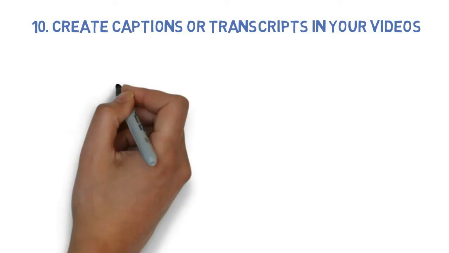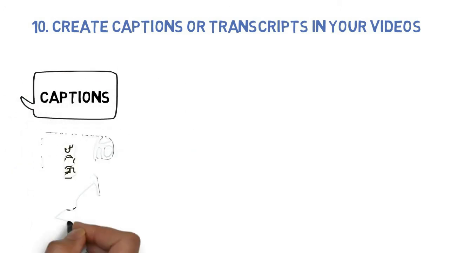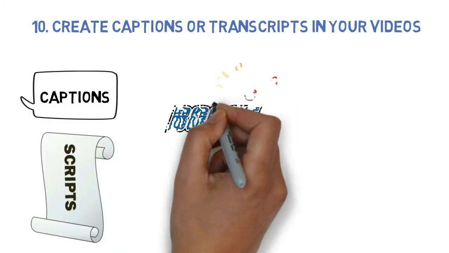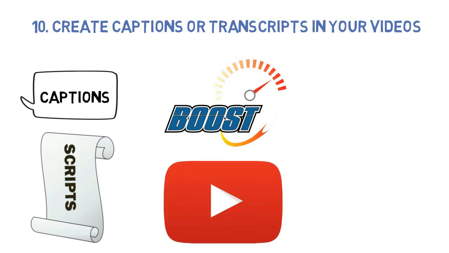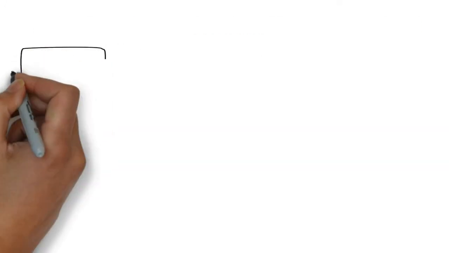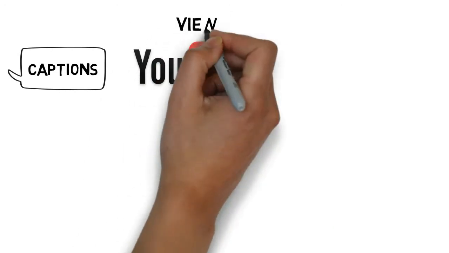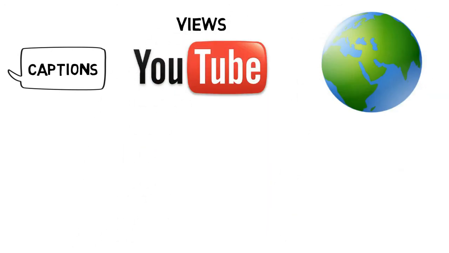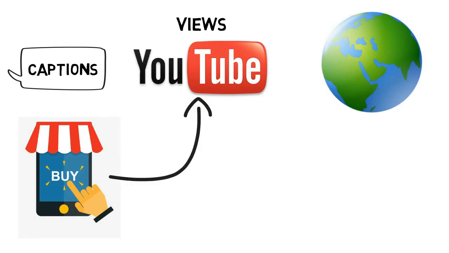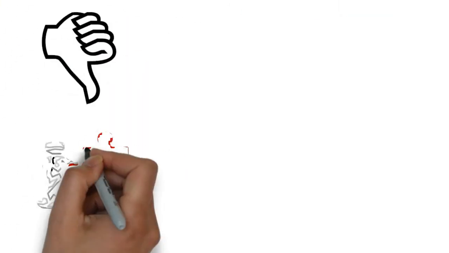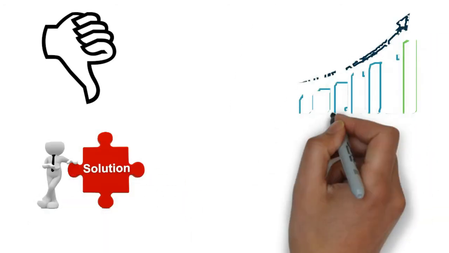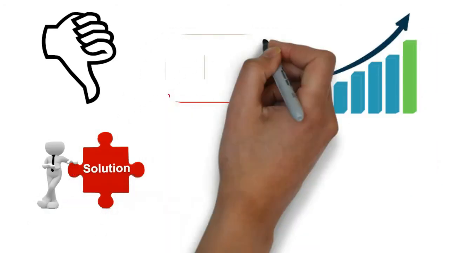10. Create captions or transcripts for your videos. Captions and transcripts are the best way to boost your YouTube videos. Closed captions can also help to get more YouTube views at an international level. Buying YouTube views may provide a quick boost in views, but it's not a good long-term solution, as behavioral analytics are more meaningful ranking factors in the eyes of YouTube's algorithms.